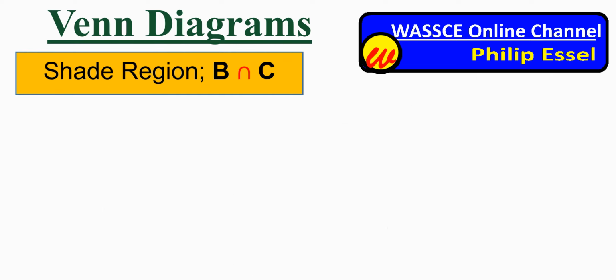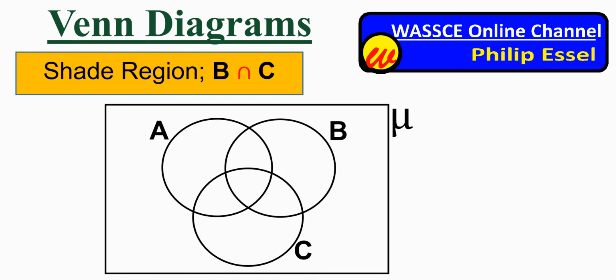Next, we'll be looking at the region B intersection C. First, we'll show our Venn diagram. The region B intersection C is the region where the set B and the set C meet. So this is the region B intersection C, the place where the set B and the set C meet. Let's look at the next example.